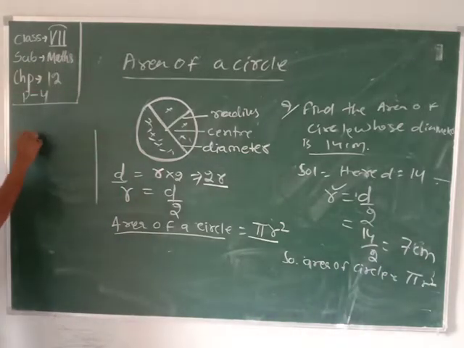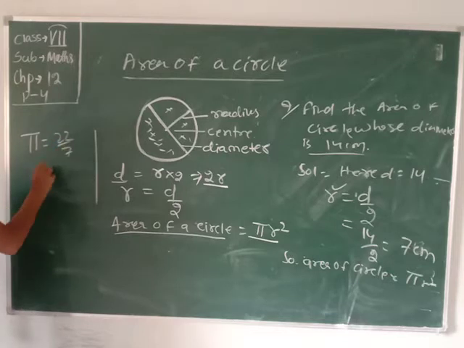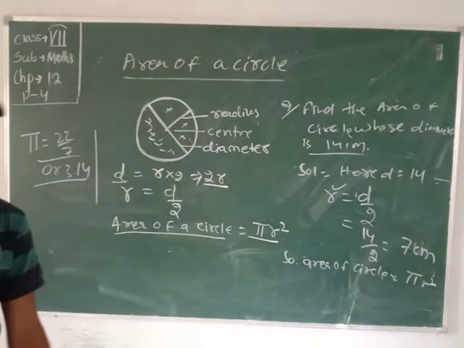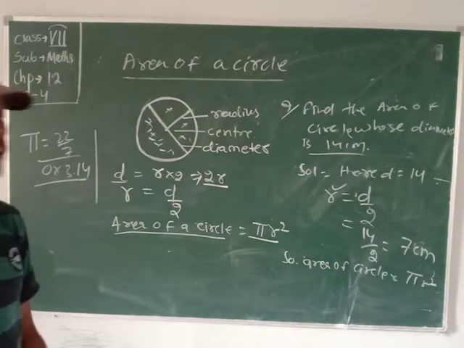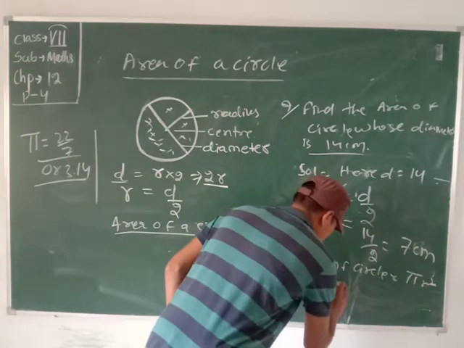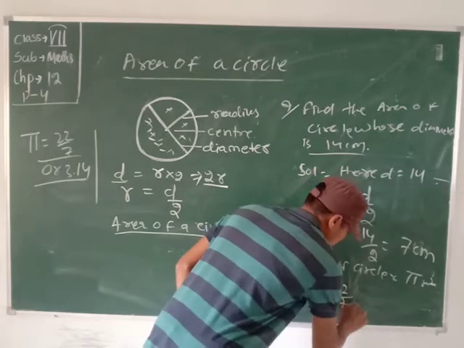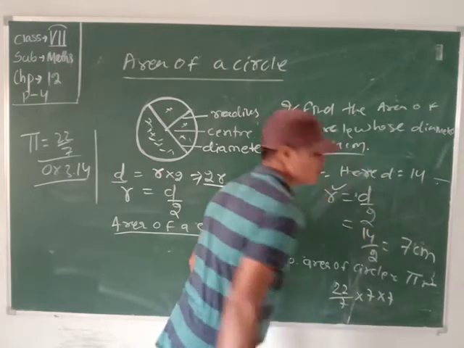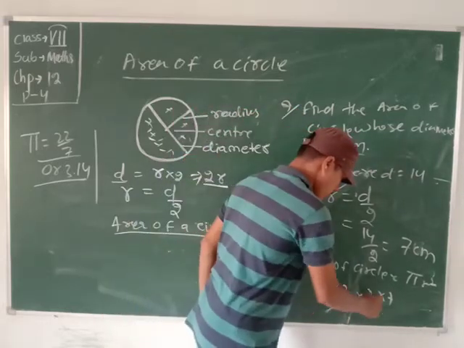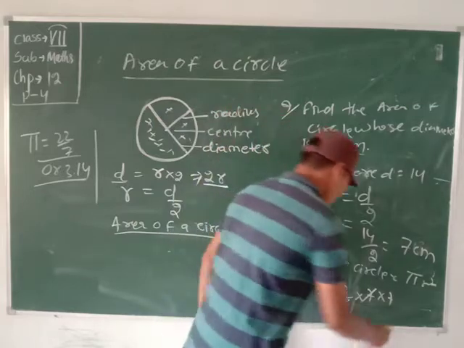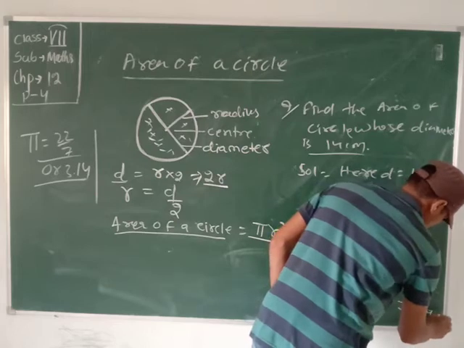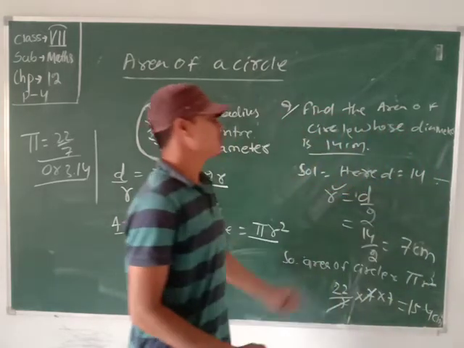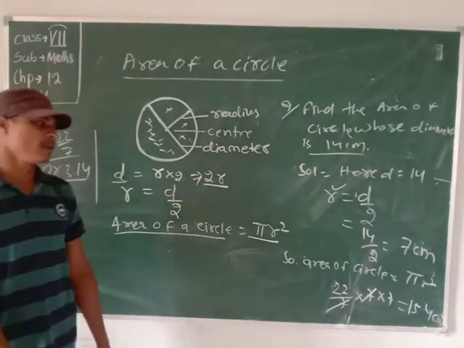The value of pi is 22/7 or 3.14. So we use pi r square, that means 22/7 into 7 into 7, since r square means multiplying twice. Now 7 cancels: 7 times 2 is 14, and 14 times 11 gives 154. So the area of the circle equals 154 centimeter square.